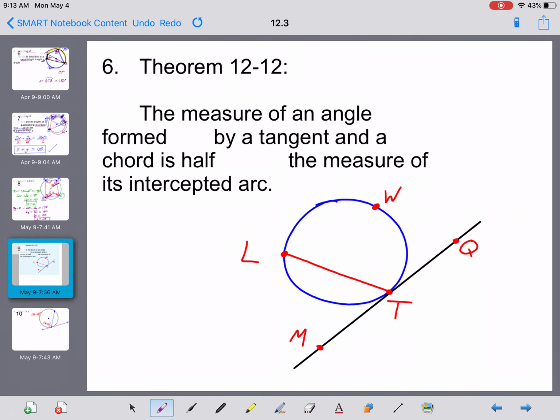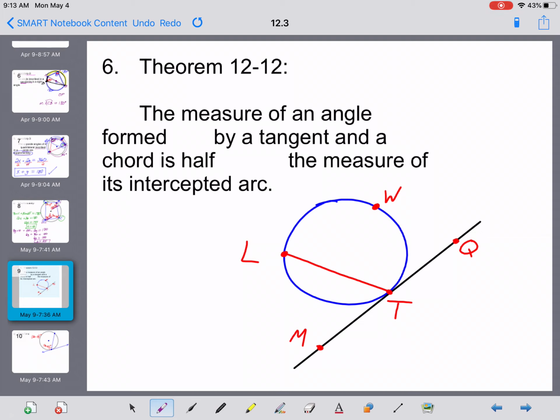Okay, moving right along. Last theorem of this section here, guys, theorem 12.12. Because it's a new theorem and not a corollary, this one's a little separate from what we had been doing before, although it is still somewhat related. This one says that the measure of an angle formed by a tangent, and remember, guys, that a tangent is always technically a line, and a chord is half the measure of its intercepted arc.